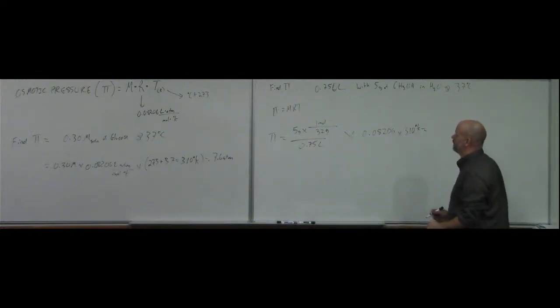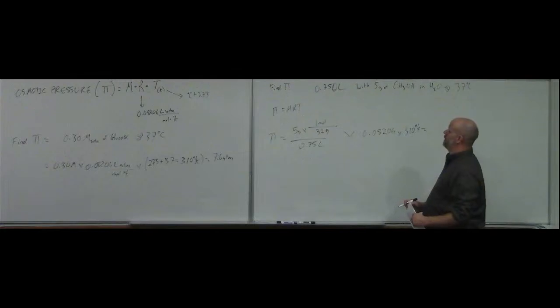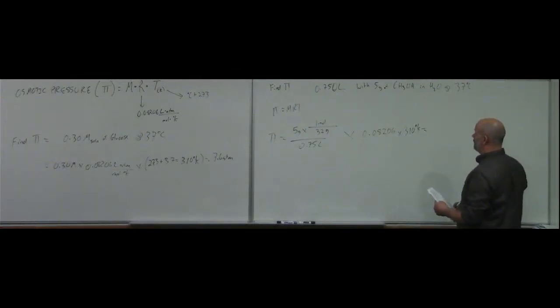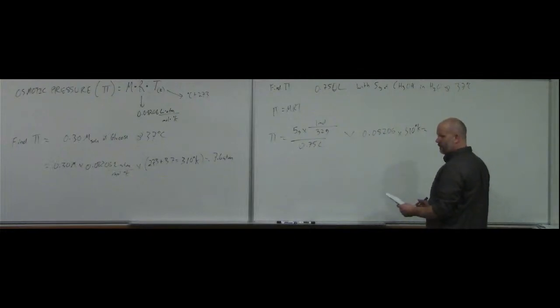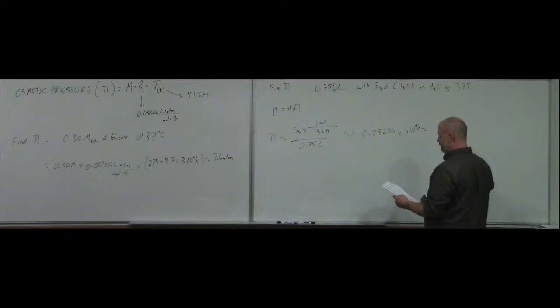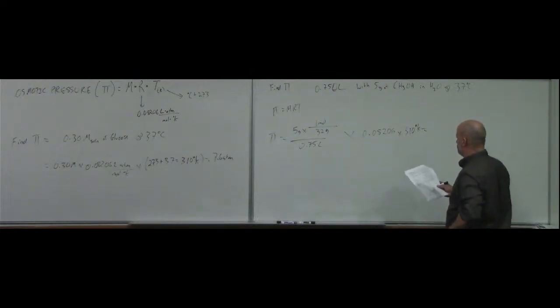So 5 divided by 32 divided by 0.75 times 0.08206 times 310 degrees Kelvin, and you get 3.97. That's not what I got. Let me see, it might be the first.